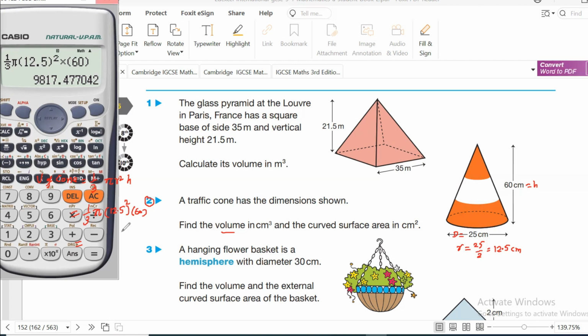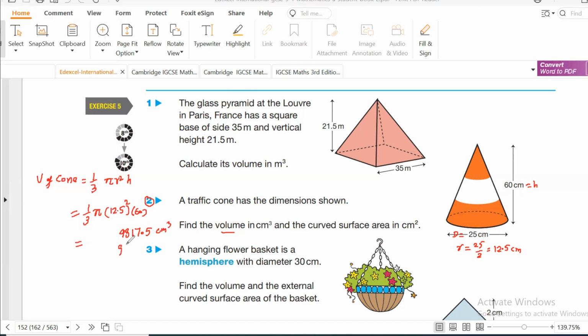So we can say 9817.5. It is in centimeters, so centimeters cubed. Rounding to three significant figures, we have to round off the 7. Once you round off 7, you add 1 to the previous number. So that gives you 9820 centimeter cubed. After this, we will find the surface area, but they want the curved surface area. So remember, for curved surface area, it is pi r L.